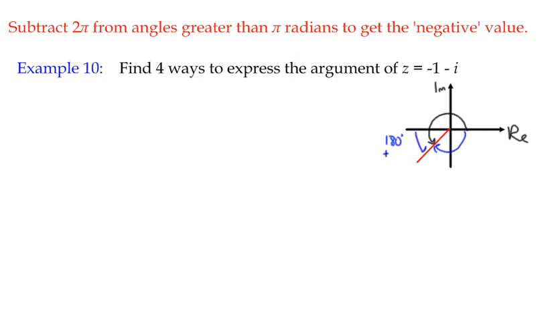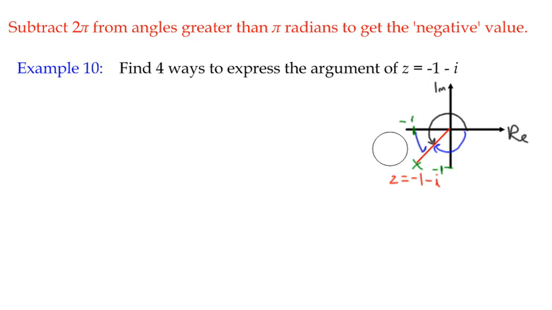So we're going to have a look quickly at how to make sure we can express our argument as either a positive angle in the 3rd or 4th quadrants, and also as a negative angle. So here's the example. Find 4 ways to express the argument. There's a few ways we can think about that. I've represented my complex number here already, almost without knowing it. Putting -1 on the real axis and -1 in the imaginary dimension, my complex number is -1 minus i.